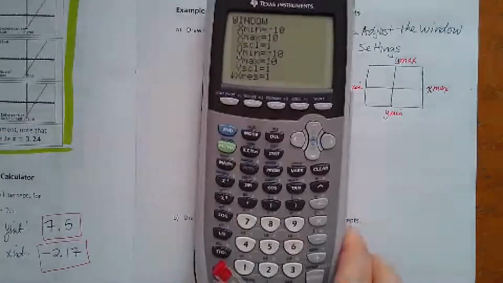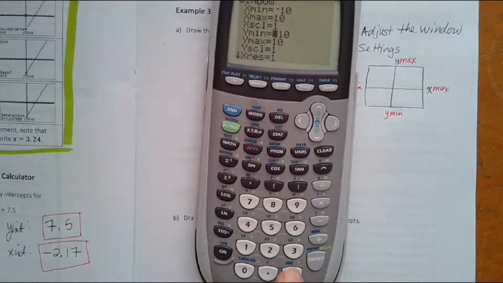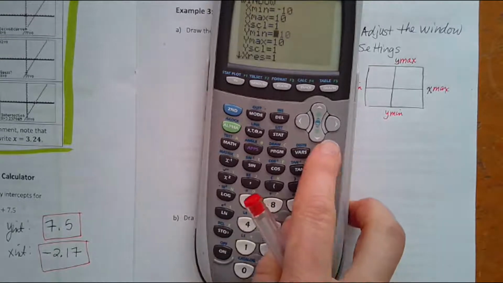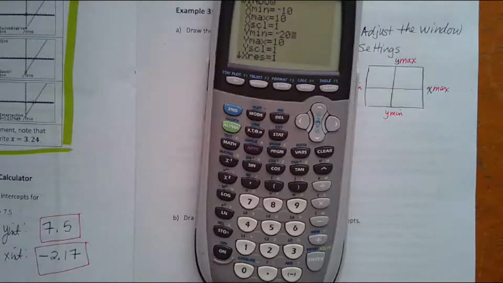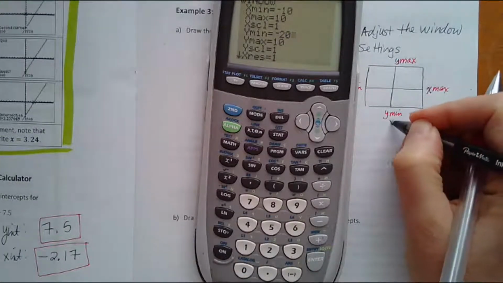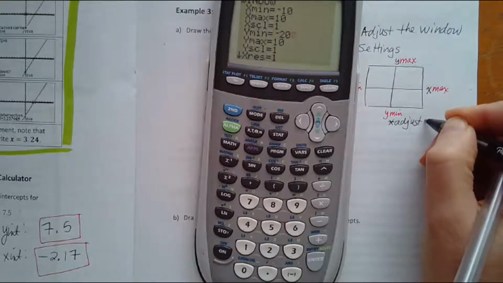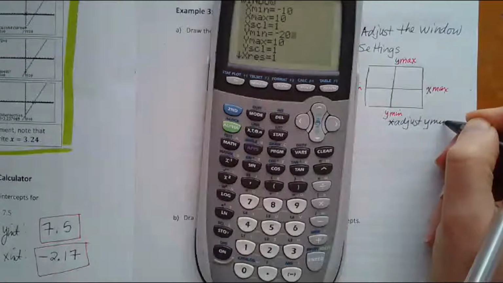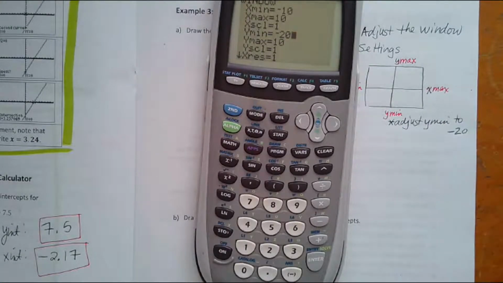Sorry, I keep moving the calculator. I want to show you the negative sign. Remember the negative sign is down here. I want to adjust this. I'm going to clear, and I'm going to put a negative, let's do a -20. I'm going to adjust y min to -20 from -10. Okay.